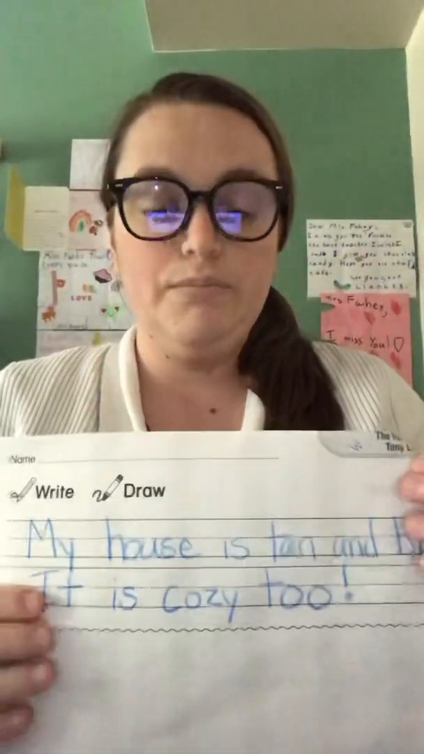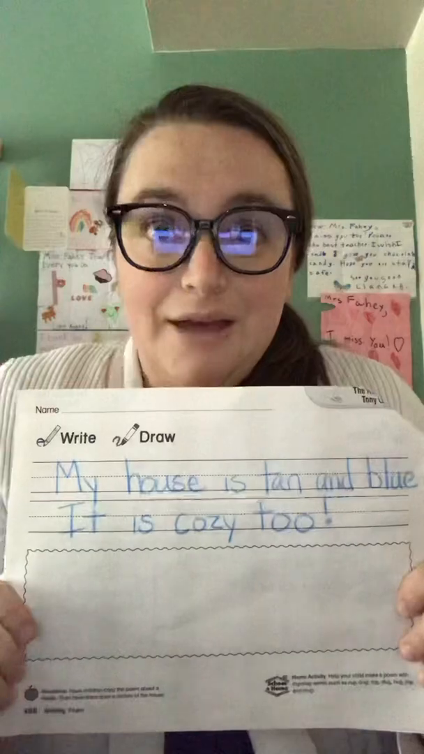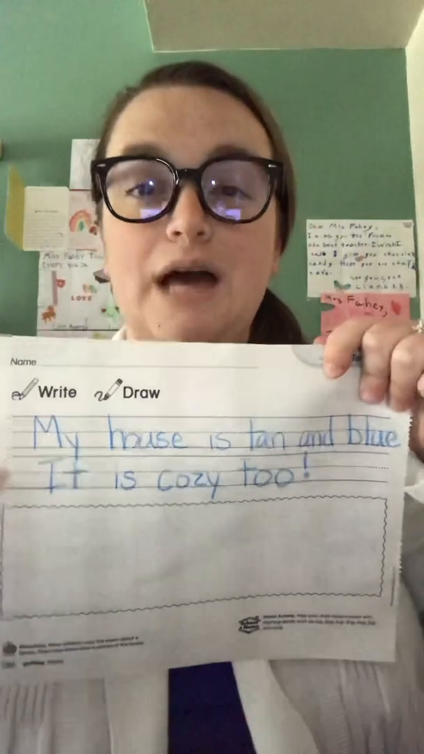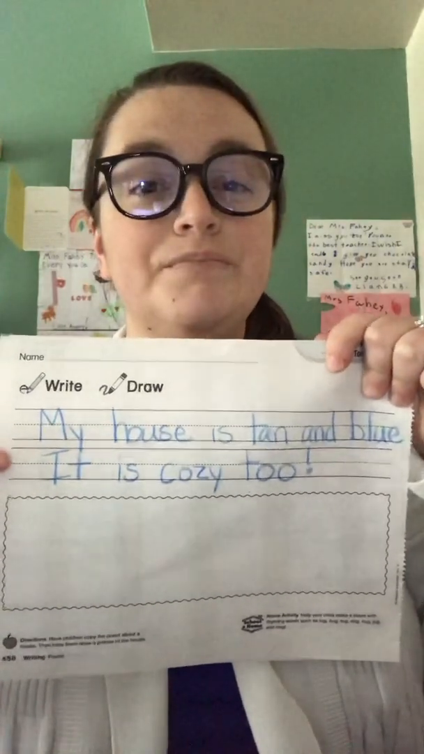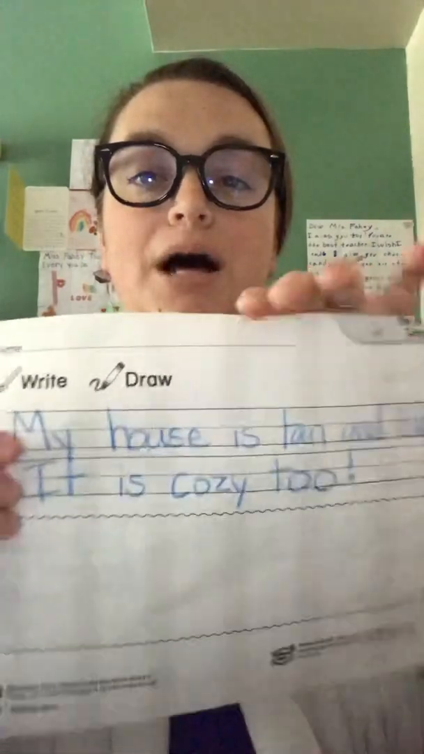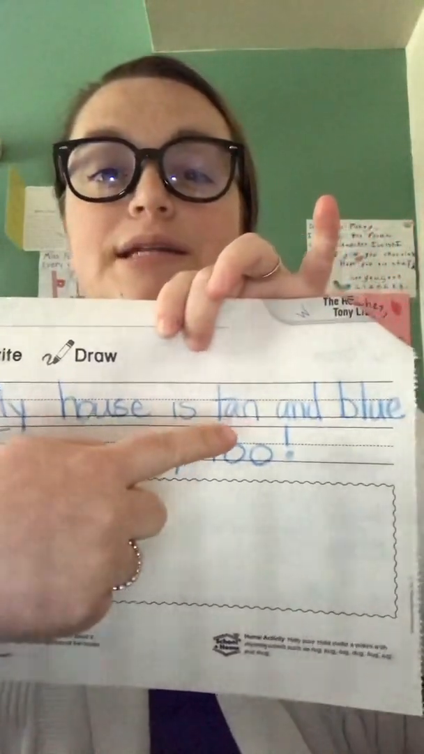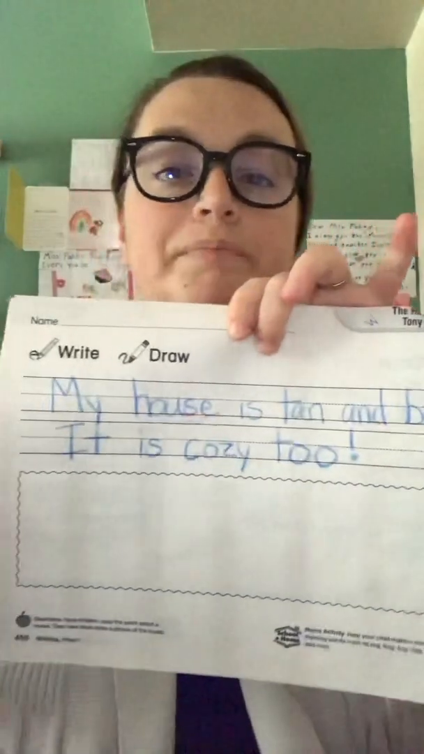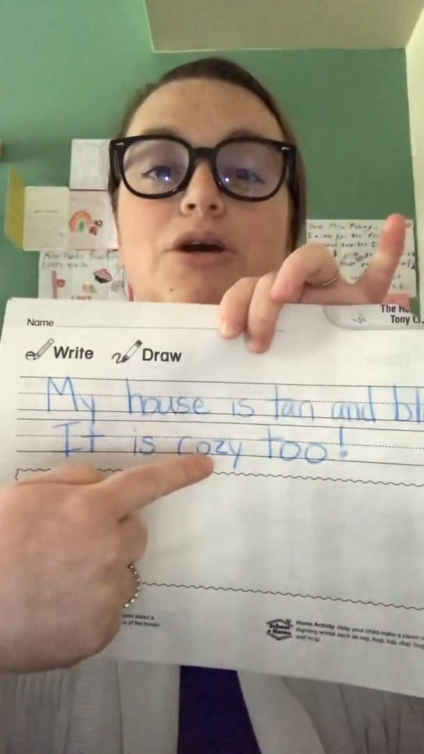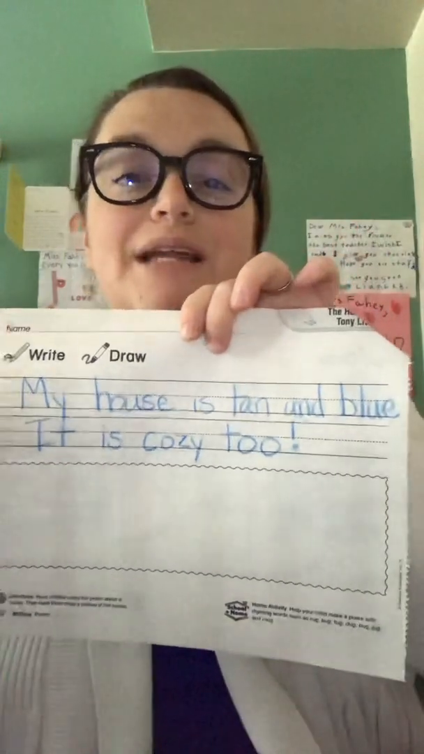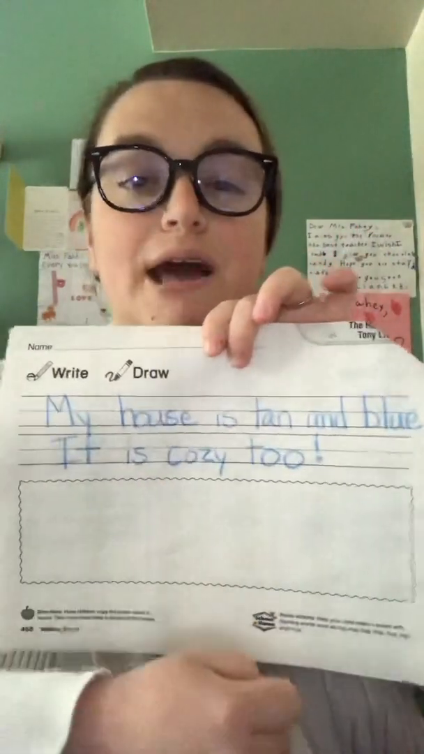Then let's turn to page 458. We're writing a short poem again. Now this time I'm going to ask you that you do the poem on your own because it's asking us to write a poem about a house. It can be any house. If you want to copy my poem, it might not make sense for you because I wrote my poem about my house. My poem says, my house is tan and blue. It is cozy too. So I decided to describe my house with the colors that you see on the outside.